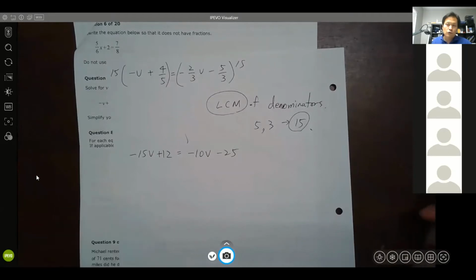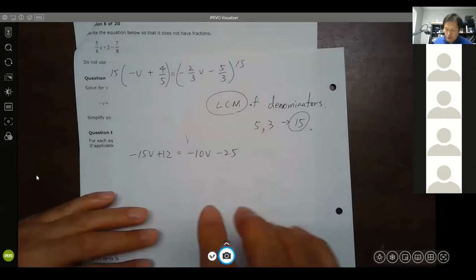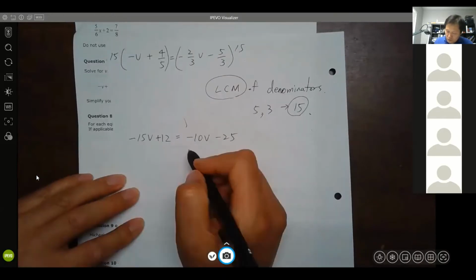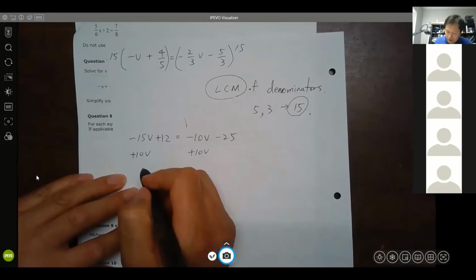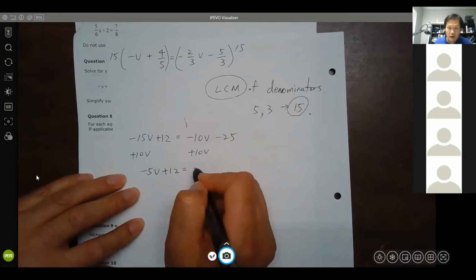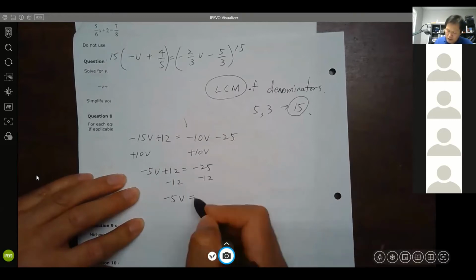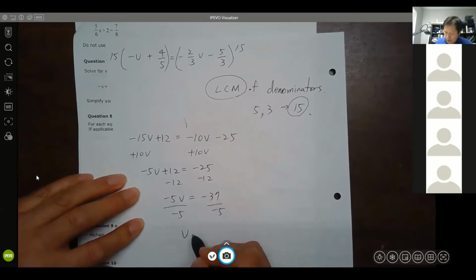That's what I would prefer. Get rid of the fraction first, then solve for v. So I'm going to move that over here: plus 10b, plus 10v. So it should be minus 5v plus 12 equals minus 25. Minus 12, minus 12: minus 5v equals minus 37. Divide by minus 5, v equals 37/5. We got the fraction answer.